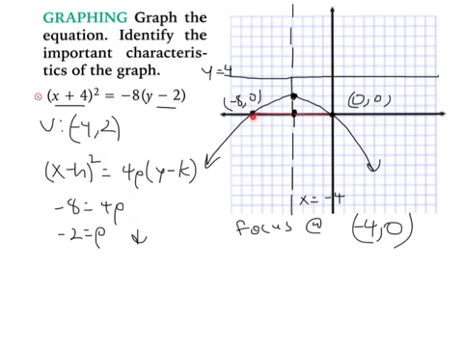left. If it had been facing sideways, say, we would have put our focus here, or excuse me, here because it was negative, and our directrix like this, vertically. Axis of symmetry would be horizontal, and then from our focus we'd go up 4 and down 4. If it had been, say, a y squared parabola instead.